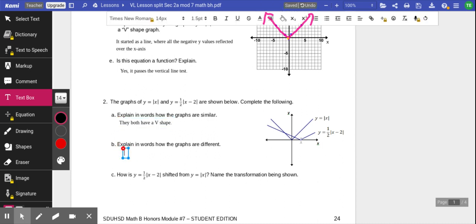Well, I see their slopes are different. One slope is a half and one slope is 1. And their vertex, where the bottom of the V flips around, that's different too. The slopes are different. Also, the bottom of the V is at a different location.